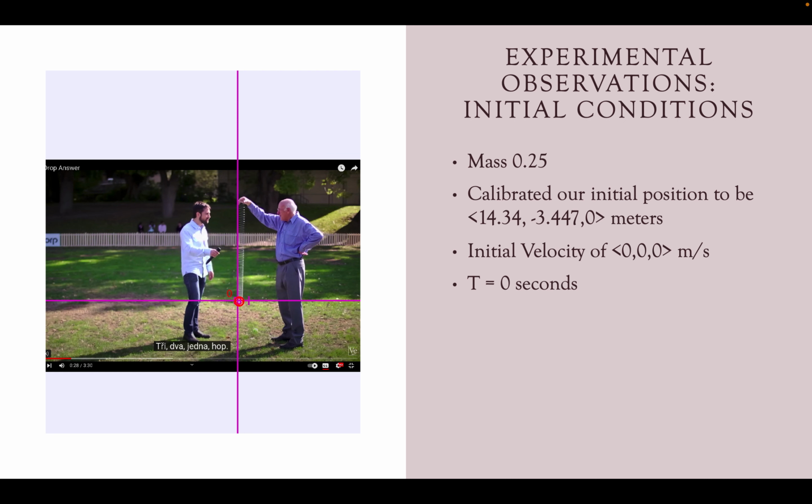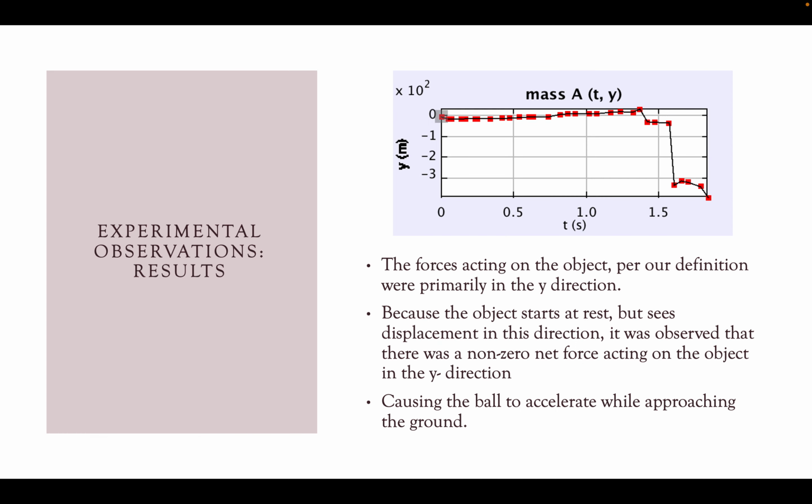For our experiment, we had our initial conditions where we knew that the mass was 0.25 kilograms. Our calibrated initial position was right here. Our initial velocity was 0 on all three terms, and we started at time equals 0. Then we had our observed results where we obtained this graph here.